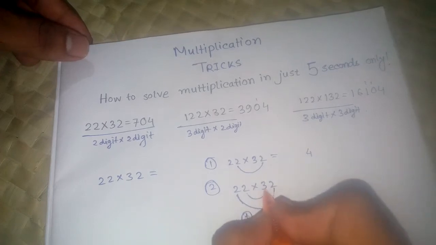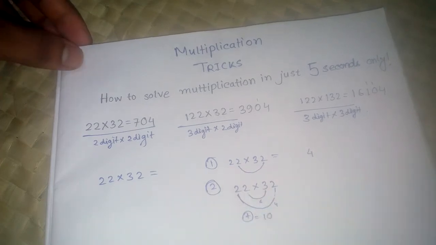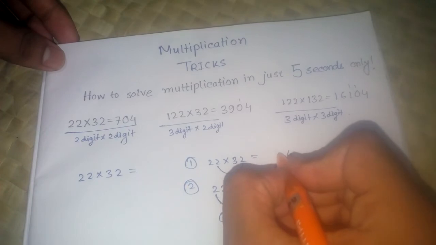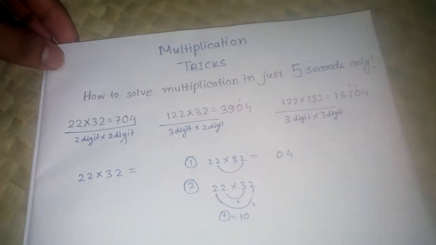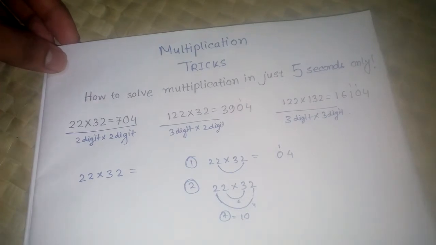So what will be the answer? 3 cross 2 it's 6, and then 2 cross 2 it's 4. So 6 plus 4 it's 10, right? So here we will put 0 of the 10 and 1 will be our carry, okay?